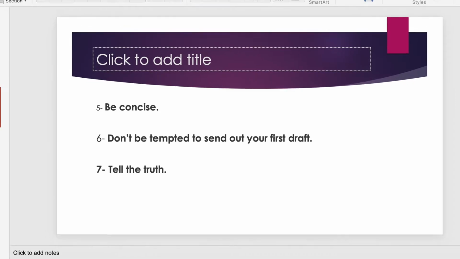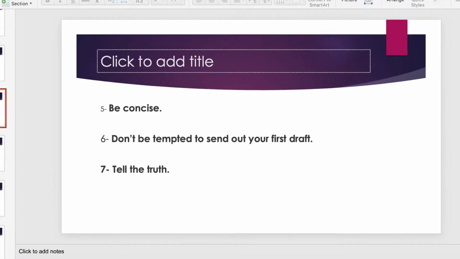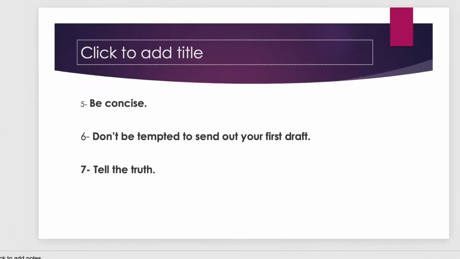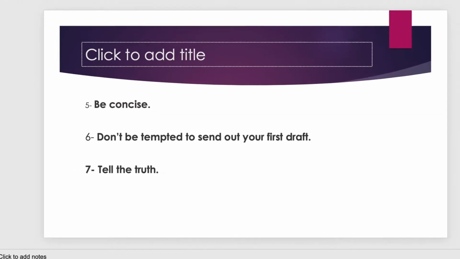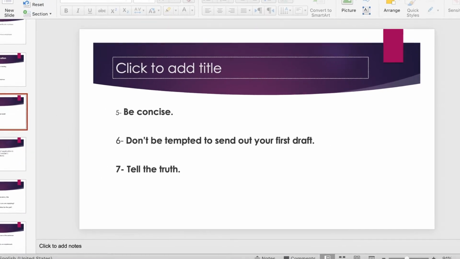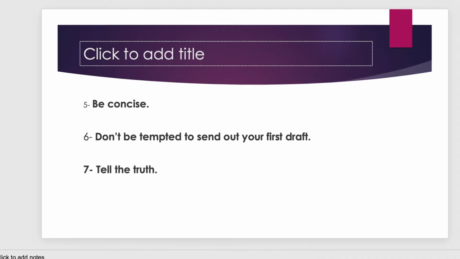Number five, be concise and precise. A one-page letter is standard in today's job market. So do not write two or three pages of cover letter. No, just one page, that's enough. You just need to nail the point. Go to the point. Do not play with the words.